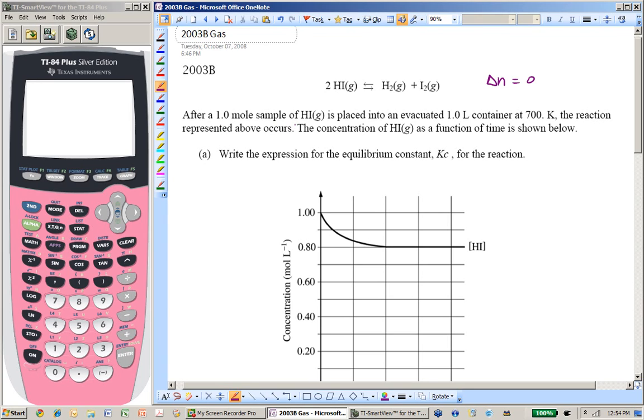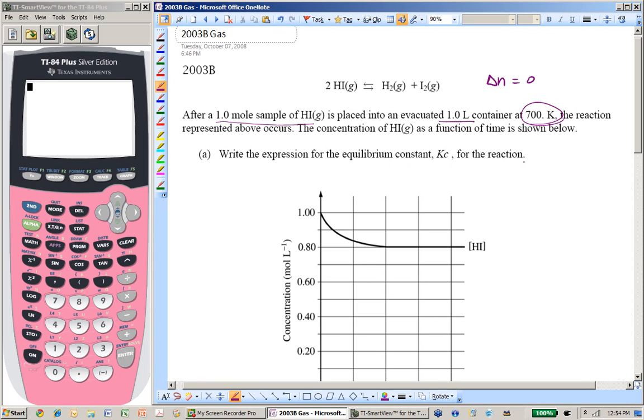After a 1 mole sample, well, that's nice, a 1 mole sample of HI is placed into an evacuated 1 liter container, well, that makes the math easier, at 700 K. Keep your eye on the temperature. The reaction represented above occurs. The concentration of HI as a function of time is shown below. Write the expressions for the equilibrium constant Kc for the reaction.